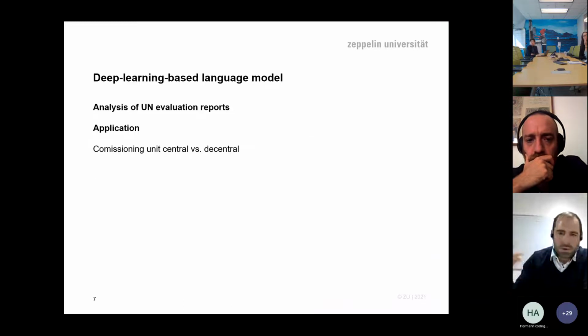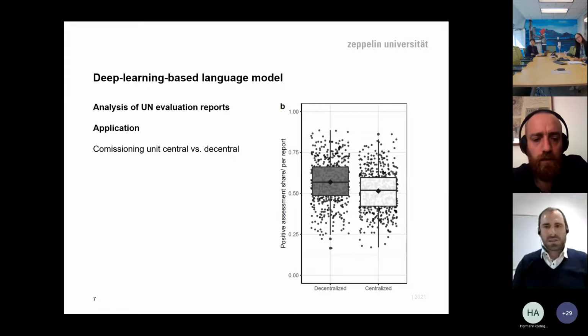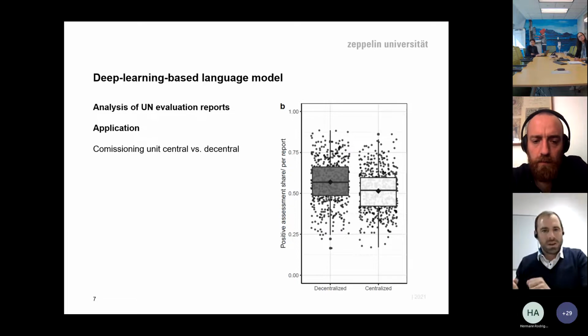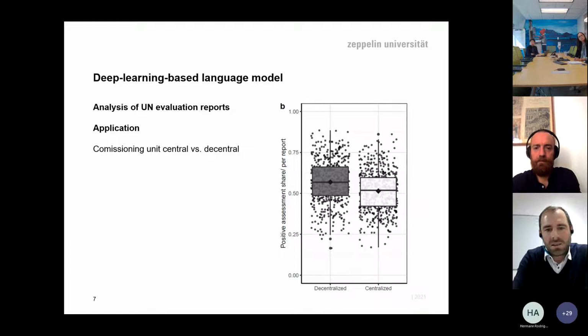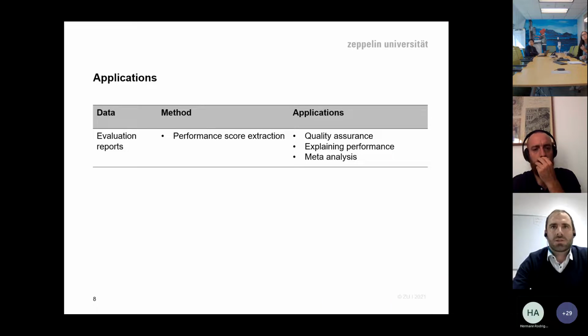Just to give you another idea of applications, we correlated this with additional meta information on the reports. For instance, we compared the share of positive sentences between reports that were published by the central evaluation unit in all these organizations, and reports that were commissioned by decentralized units somewhere else in the organization, mostly at the country level. You can see here on the left side the decentralized reports, on the right side the centralized reports. The decentralized reports tend to be on average more positive than the centralized reports. So you can draw your own conclusions from that, and it's obviously interesting then to go into the details. But I think my point becomes clear. This tool can be used as a quality assurance tool.